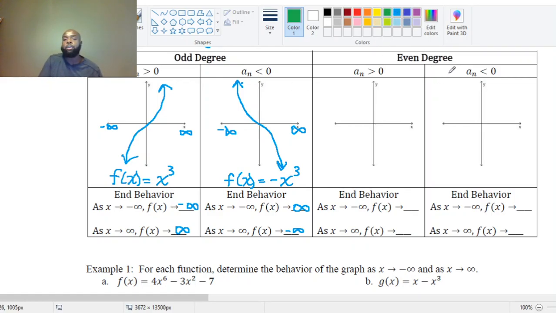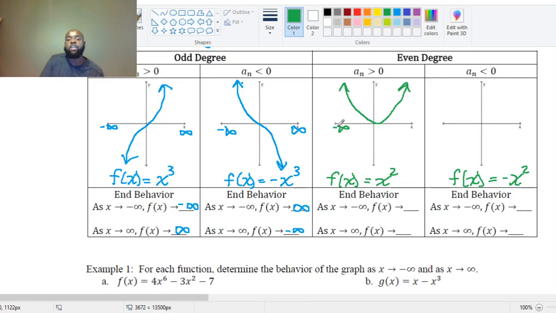Now, as I go to polynomials of even degree, we have a power function, f of x equals x squared, that has a positive leading coefficient, and f of x equals negative x squared, that has a negative one, right? So this is our parabola function. It looks like that when it's positive. Remember, negative infinity on x is here, positive infinity on x is here.